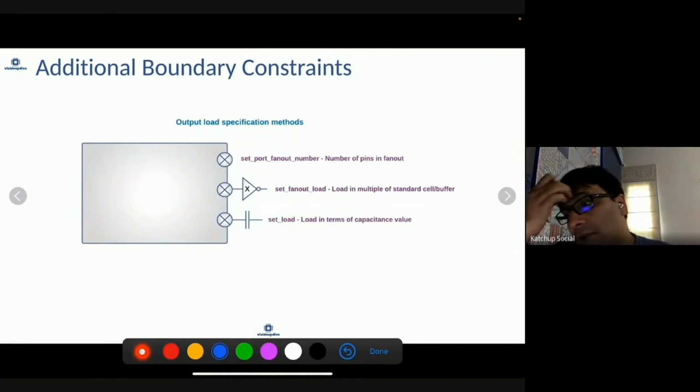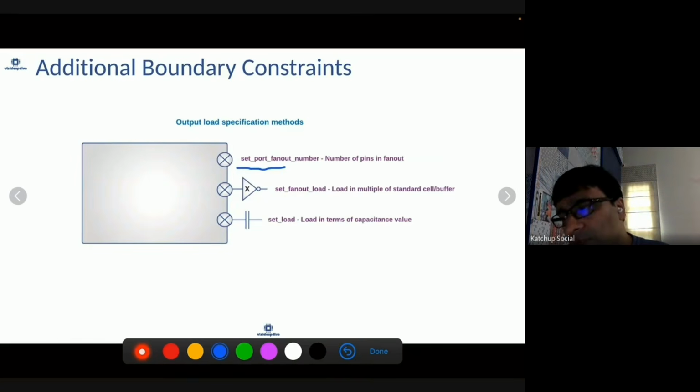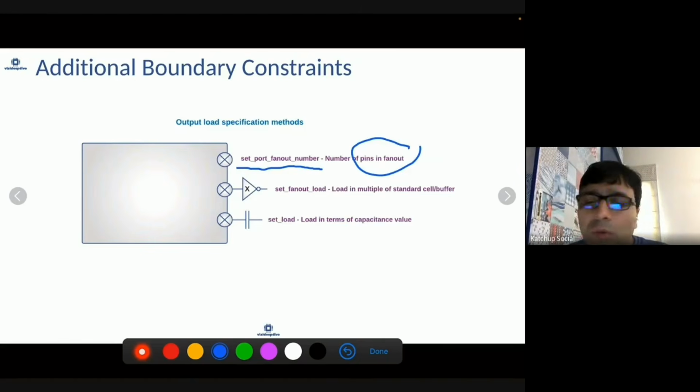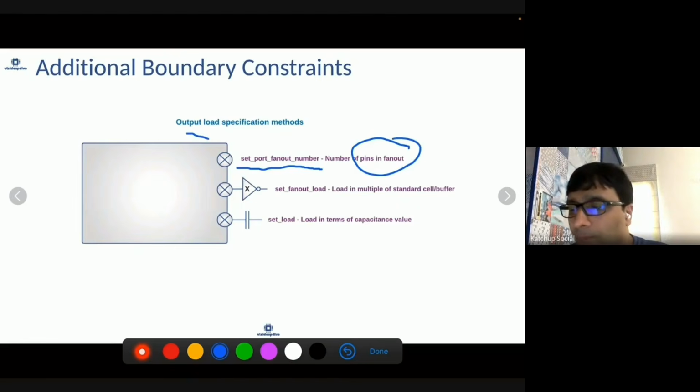On the output side also, the tool needs to know what the load on the output is. This can also be specified by multiple commands, and usually one command is picked to specify it. You can specify set port fan out number. So basically, what is the number of pins in the fan out, and an approximation of the load of one pin is done in STA, and based upon that it can identify the output load.